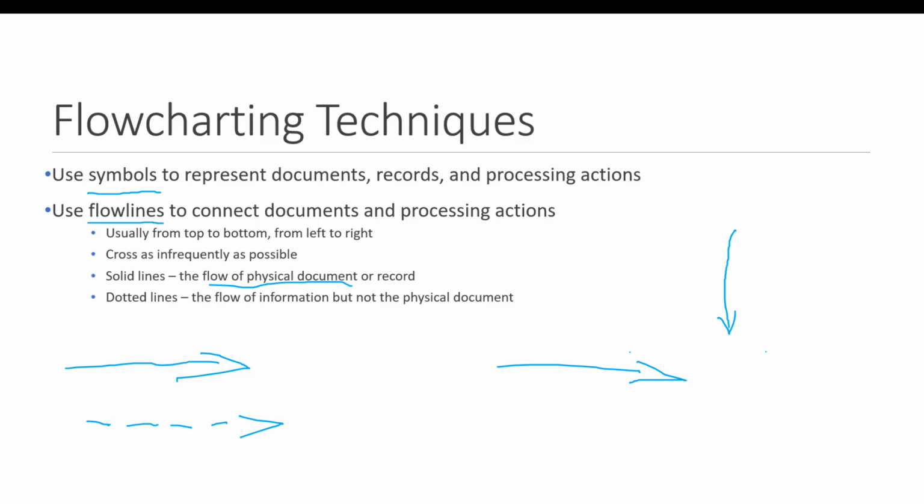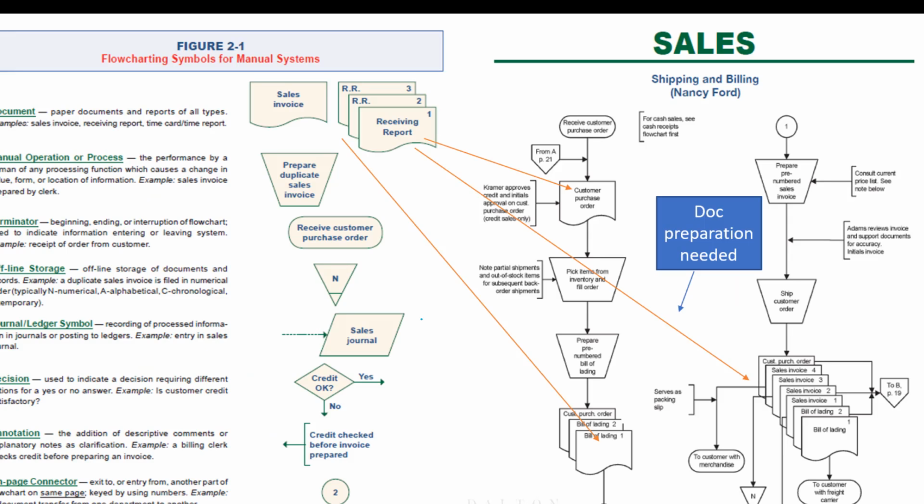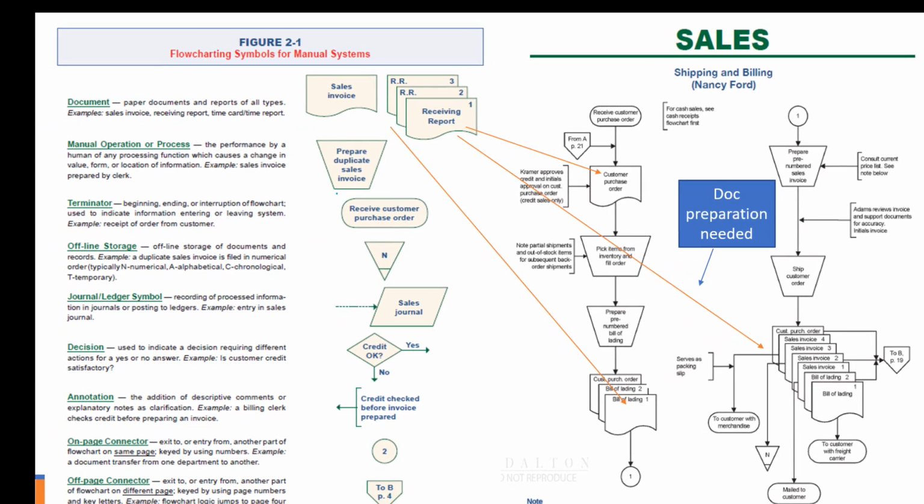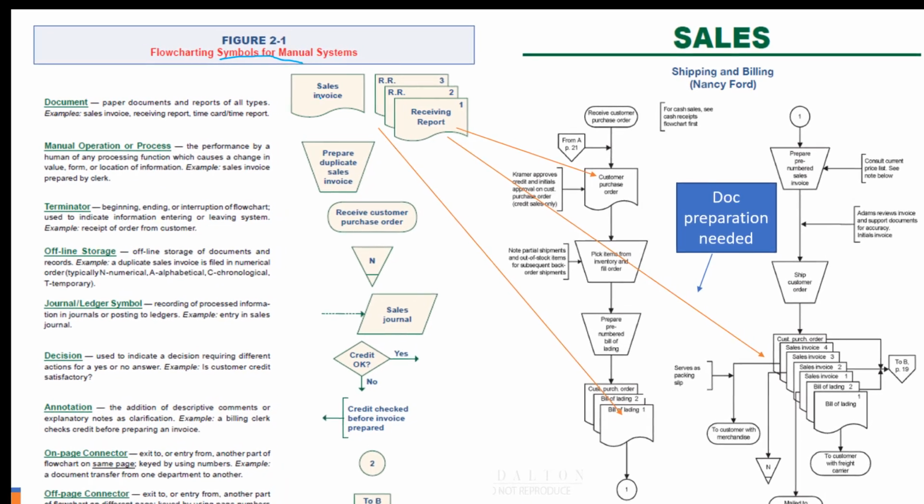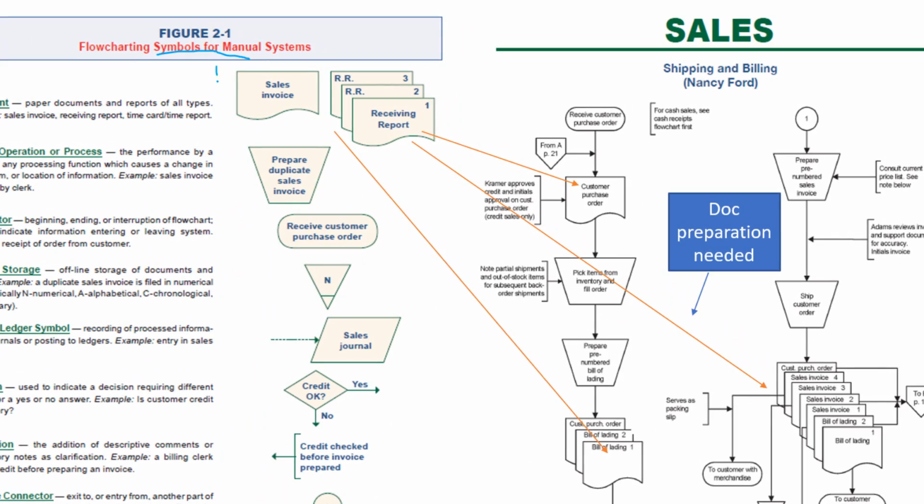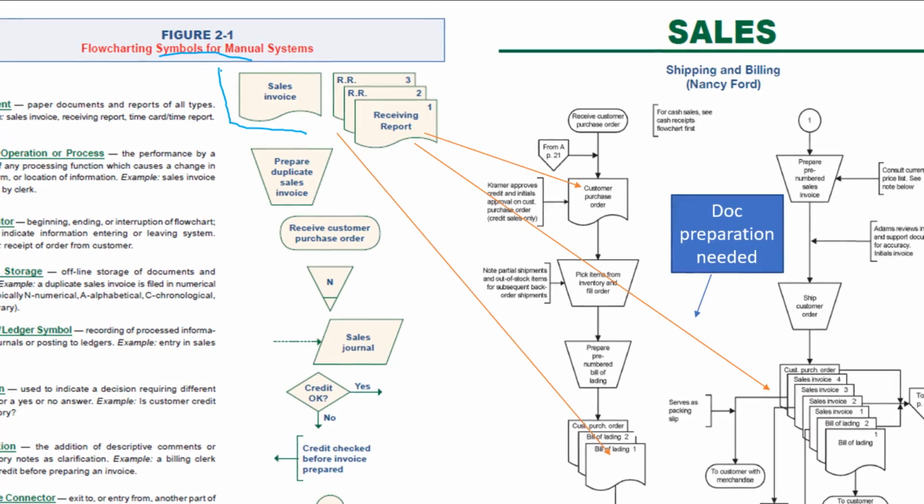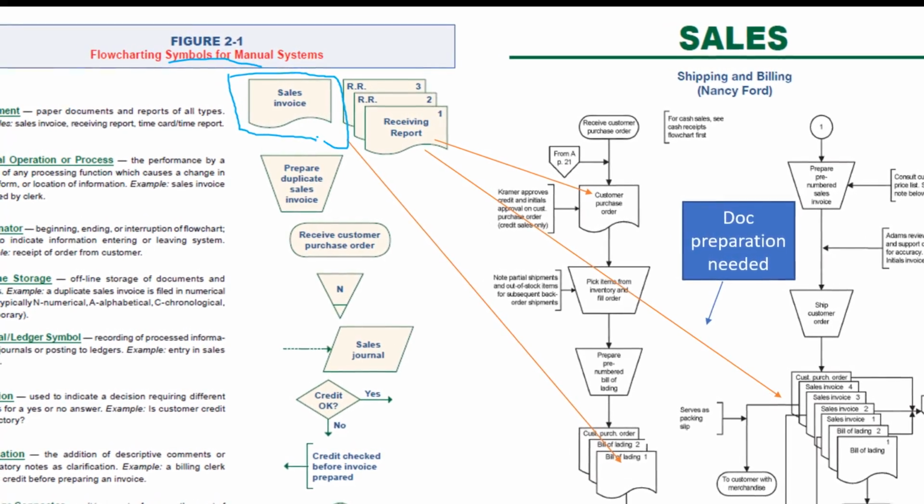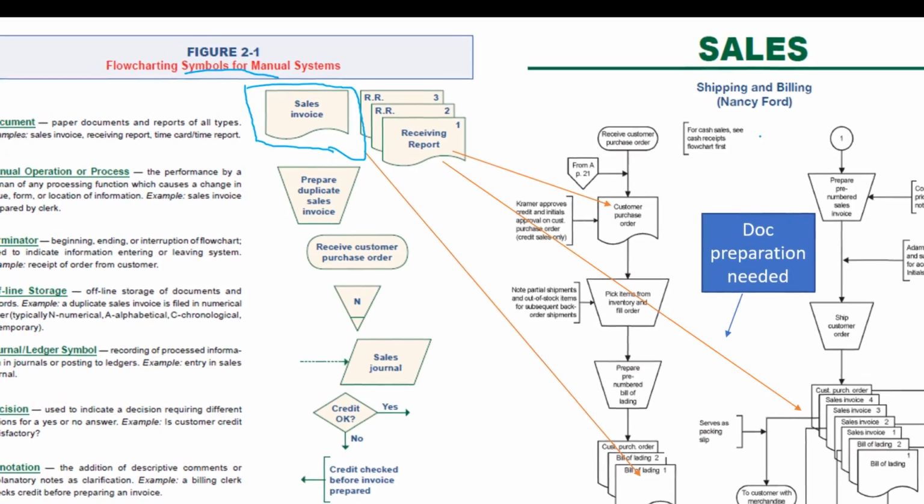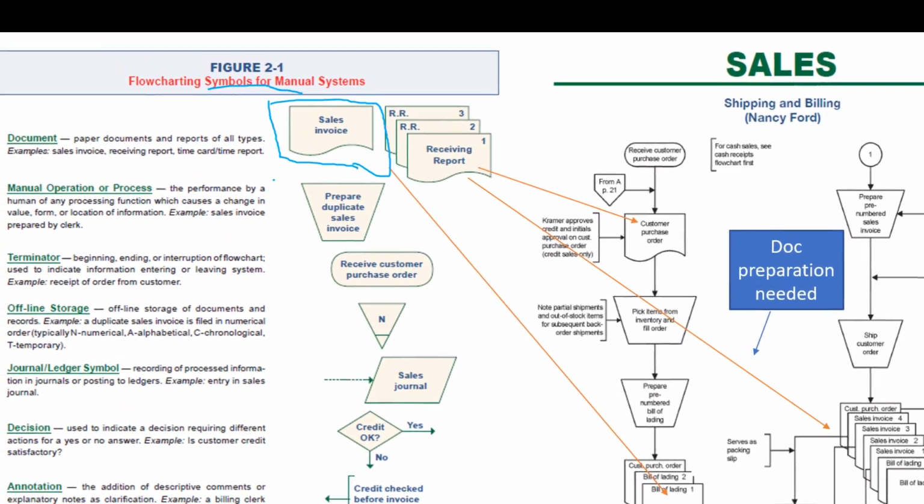And then we can see the example of the flowchart symbols. You can see here on the left of the slides are the common flowcharting symbols. They have symbols for document, manual operation process, terminator, and etc. So we can see that this type of shape means document. Okay, so I'm going to use your SUA sales cycle to explain the symbols.